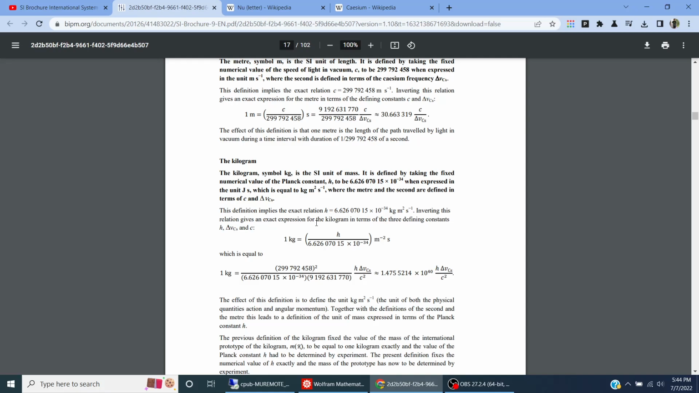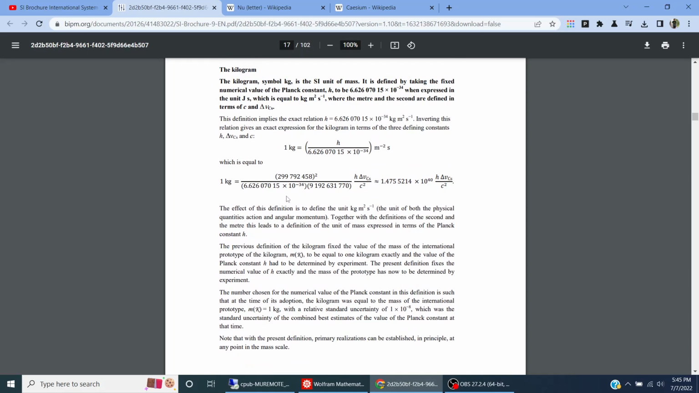Inverting this relation gives an exact expression for the kilogram in terms of the three defining constants h, delta nu Cs, and c. 1 kilogram equals h divided by 6.62607015 times 10^-34, which is equal to 299,792,458 squared over 6.62607015 times 10^-34 times 9,192,631,770 times h times the cesium frequency divided by the speed of light squared, which is approximately 1.4755214 times 10^40 h times the cesium frequency divided by the speed of light squared.